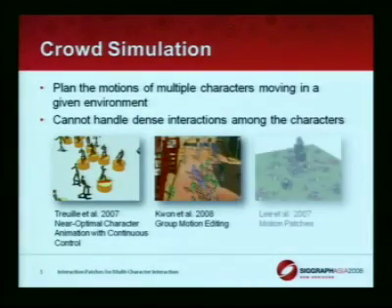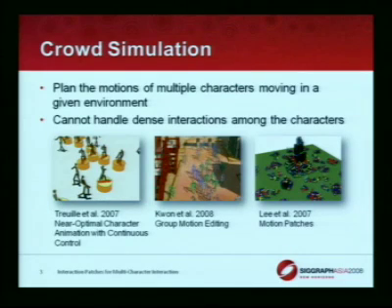One potential approach to solve this problem is to apply crowd simulation techniques. For crowd simulation, you can plan the motion of multiple characters for a given environment. But the problem is that you cannot handle dense interaction with crowd simulation techniques. Here, dense interaction means interaction with contact, with close interaction.